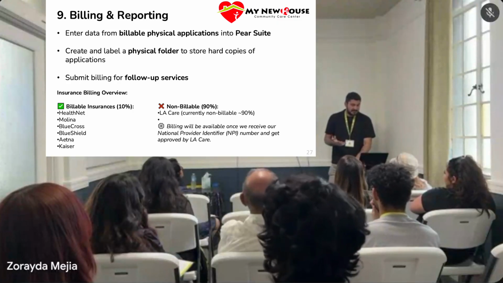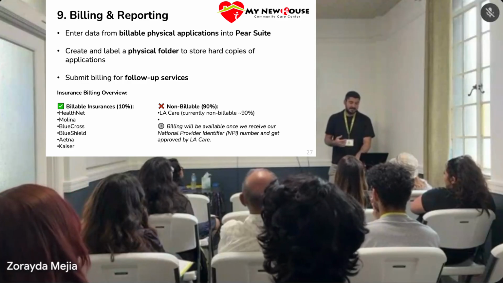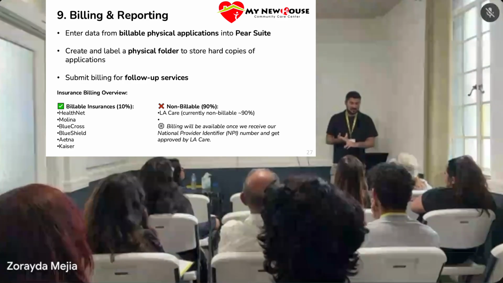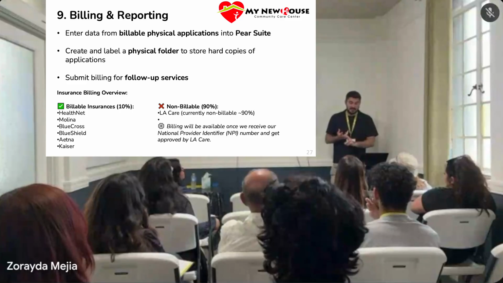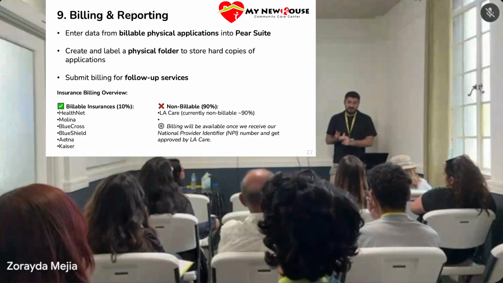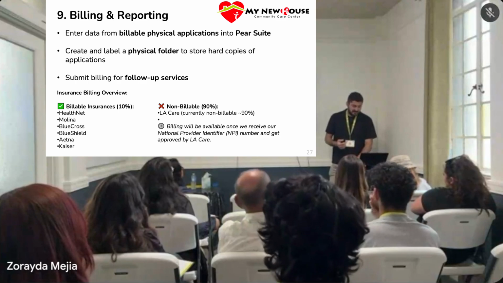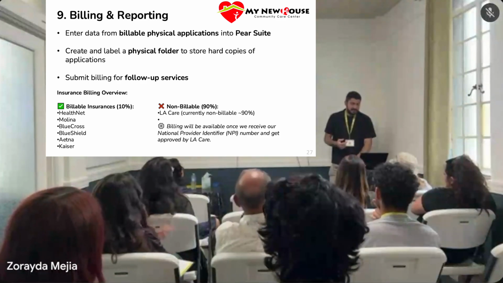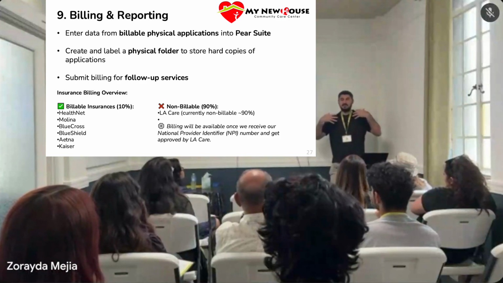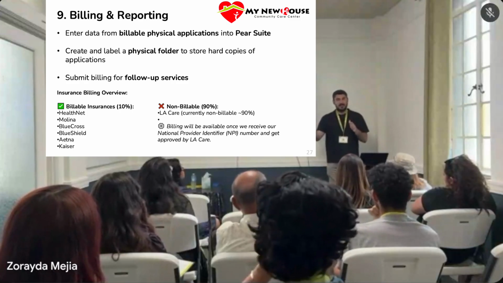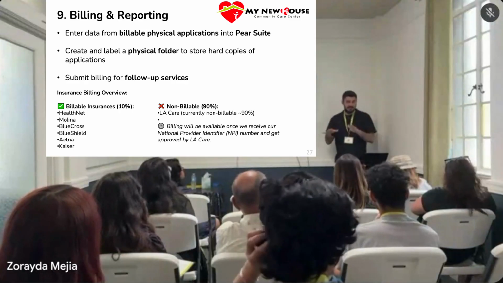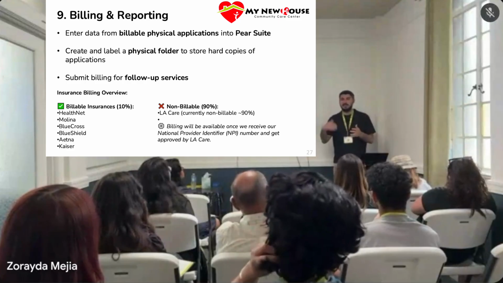And create and label a physical folder to store hard copies of applications. Like, the paper applications we make a copy of when we scan them. The online applications we make a PDF. We also print a copy of that, so we have a hard copy of the PDF, and we store that. And submit billing for follow-up services, just like we submit billing for new services, like when a client comes in for the first time. We also do billing for follow-ups when they come in a second, a third, or fourth time.